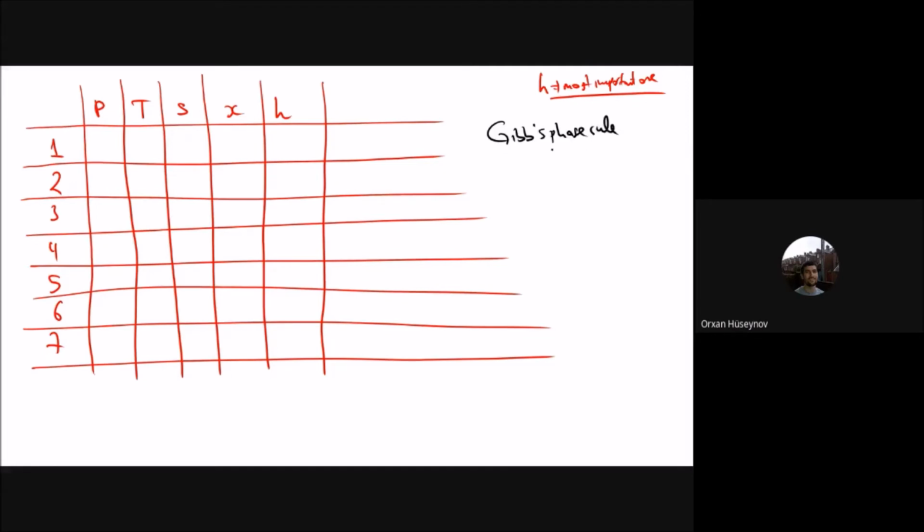And the Gibbs phase rule says that you have to know two intensive independent properties. You have to know them to find any third one. Okay. Now let's start from state 1.